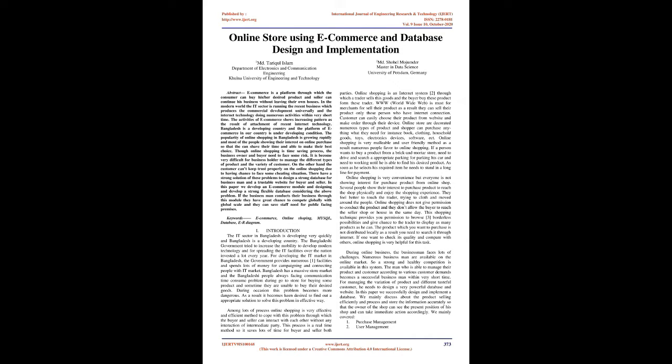Bangladesh is a developing country and the platform of e-commerce in our country is under developing condition. The popularity of online shopping in Bangladesh is growing rapidly and most people show their interest in online purchase so that they can save their time and make their best choice. Though online shopping is a time-saving process, the business owner and buyer need to face some risk.